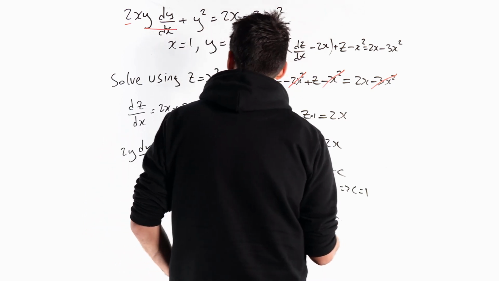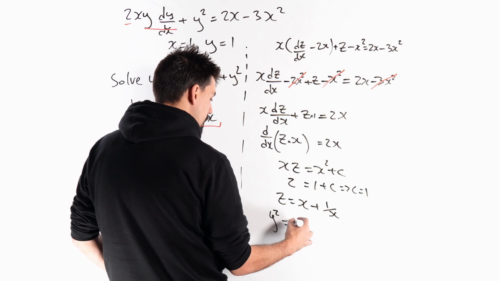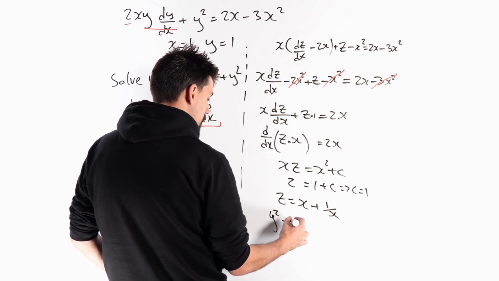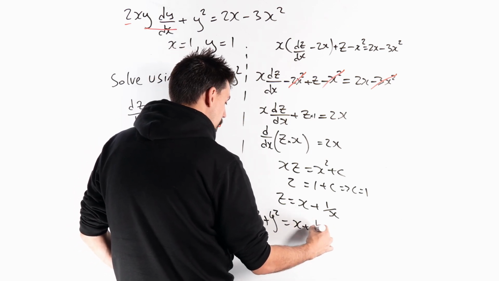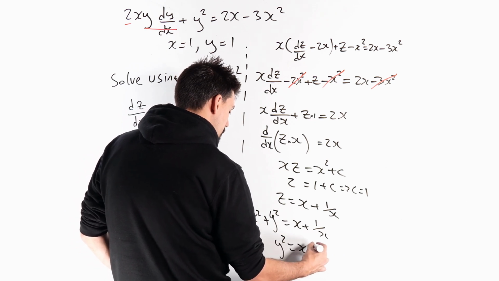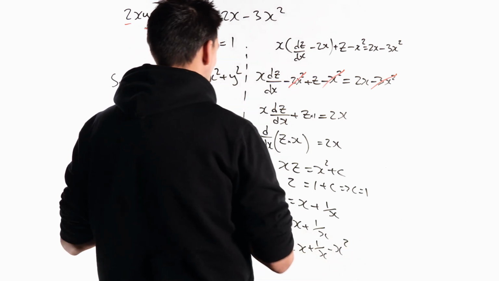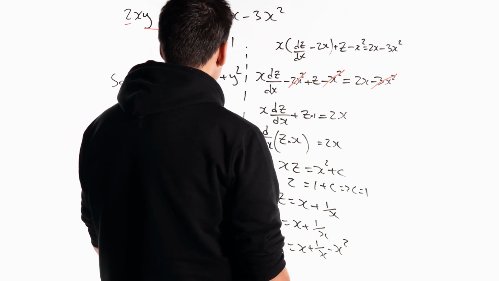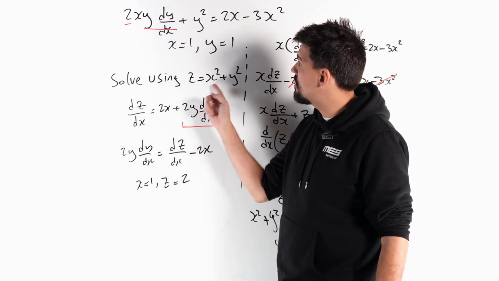And z was x squared plus y squared. So y squared, z is x squared plus y squared, that is x plus 1 over x. So it's going to tell me that y squared is x plus 1 over x minus x squared. Skadoosh! Now, why on earth did we use this particular substitution?